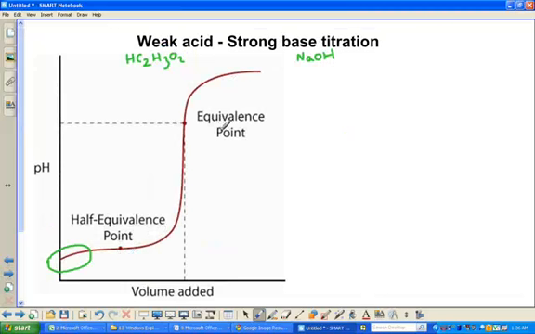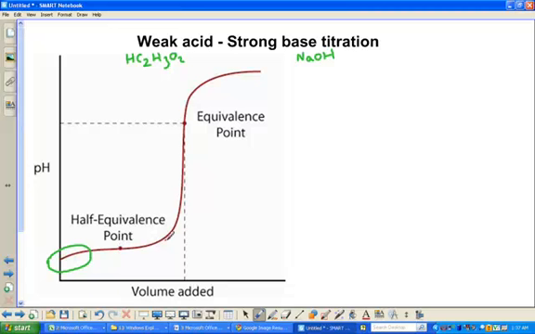Well, the equivalence point is where the amount of the acid that I've used is exactly the same as the amount of base that I've added in. So where I've added in the amount of base to neutralize essentially all of the acid, then the half equivalence point is the point where I've added in enough base to neutralize half of my acid. Not all of it, but half of it.